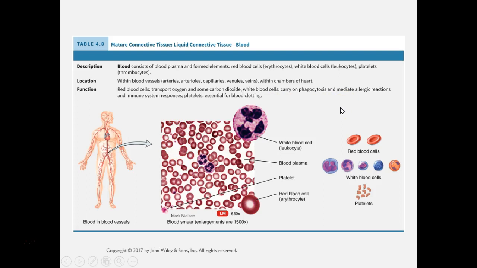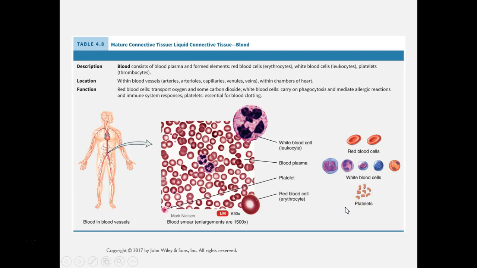So blood consists of plasma and formed elements. So the matrix of this connective tissue is the plasma, the liquid part of the blood. The cells are the red blood cells, your white blood cells, and your platelets. So the job of the red blood cells is to carry oxygen. The role of the white blood cells is immunity, to protect you, and your platelets also protect you because they cause blood clotting so that when you cut yourself, you don't bleed out. Your platelets stop that bleeding.